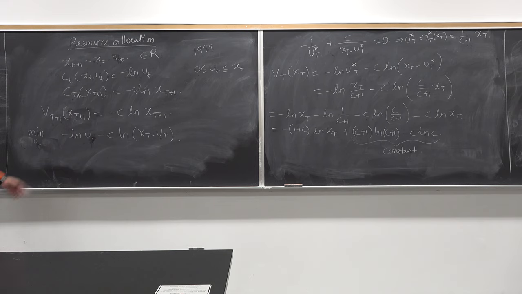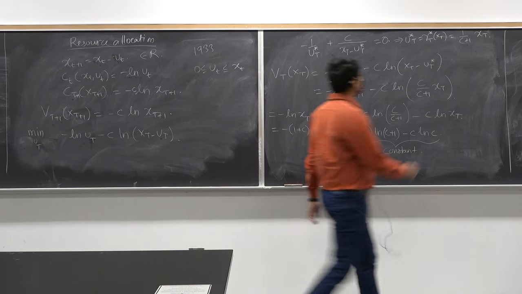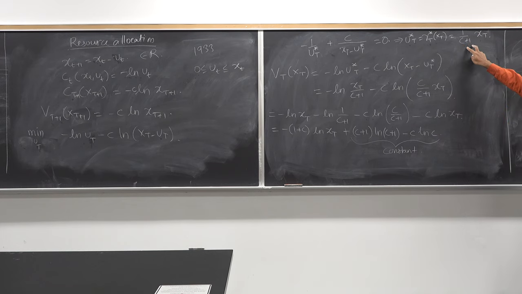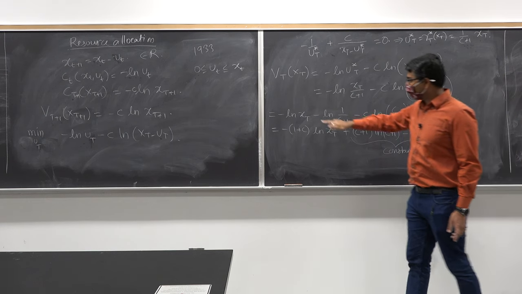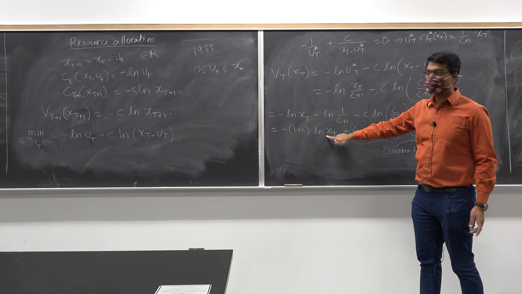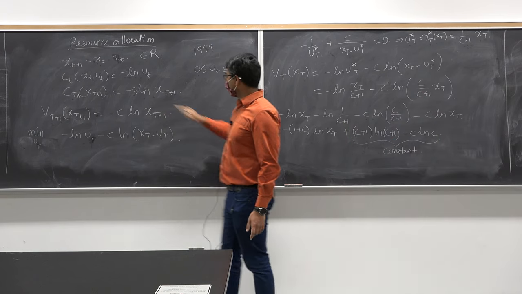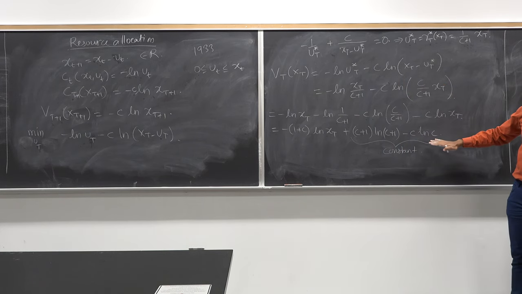Okay. Anything that you notice which is similar to the previous problem? So what similarity do we notice? The optimal policy is a linear function of x_t, similar to the previous case. The second thing we notice is, if you look at the value function, it is something multiplied by log of x_t, plus some constant. And as we all know, in optimization, constants don't matter, right? Constants can be whatever. It doesn't really affect the optimal policy. It just affects the optimal value.